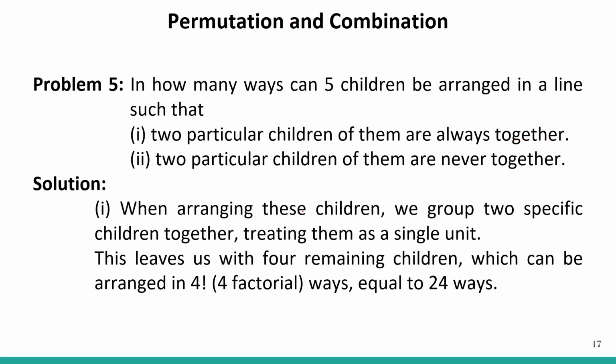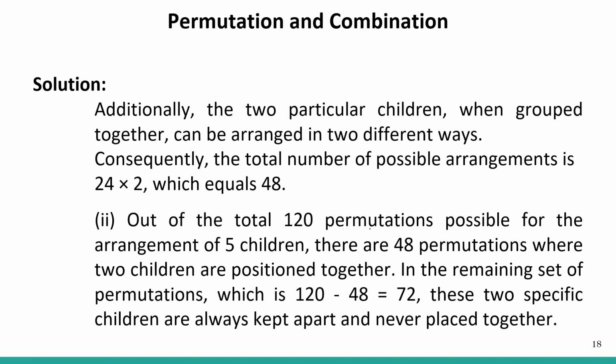So when arranging the children for part I, that is they are always together, we group two specific children together, treating them as a single unit. That is how we approach this kind of question. That leaves us with 4 remaining, so there are 4 factorial ways, equal to 24 ways. Additionally, the two particular children when grouped together can be arranged in two different ways. So 24 into 2 is equal to 48 ways.